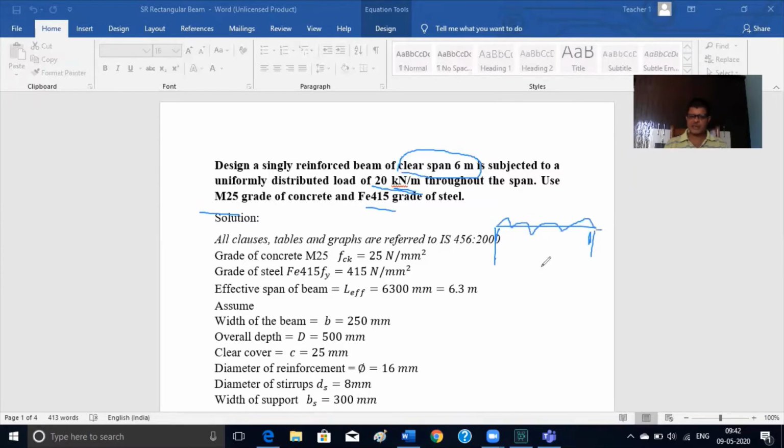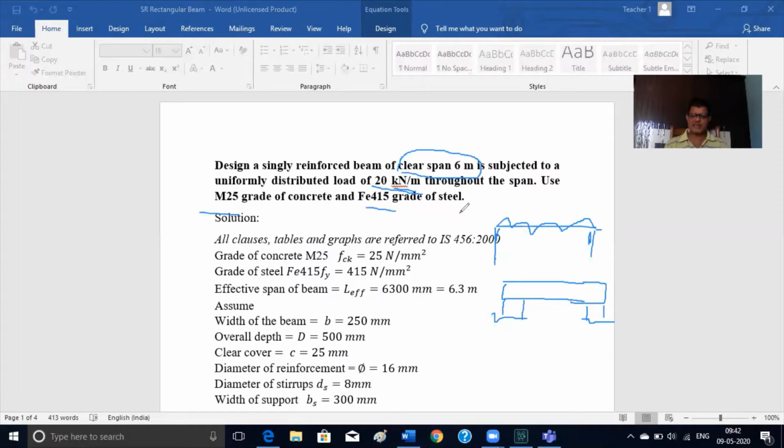That means you have to draw the section of this beam. The beam is like this. Okay? It is supported on simple supports. So the width of support is not given, so you have to assume that data. Diameter of rod is not given. That you have to assume.